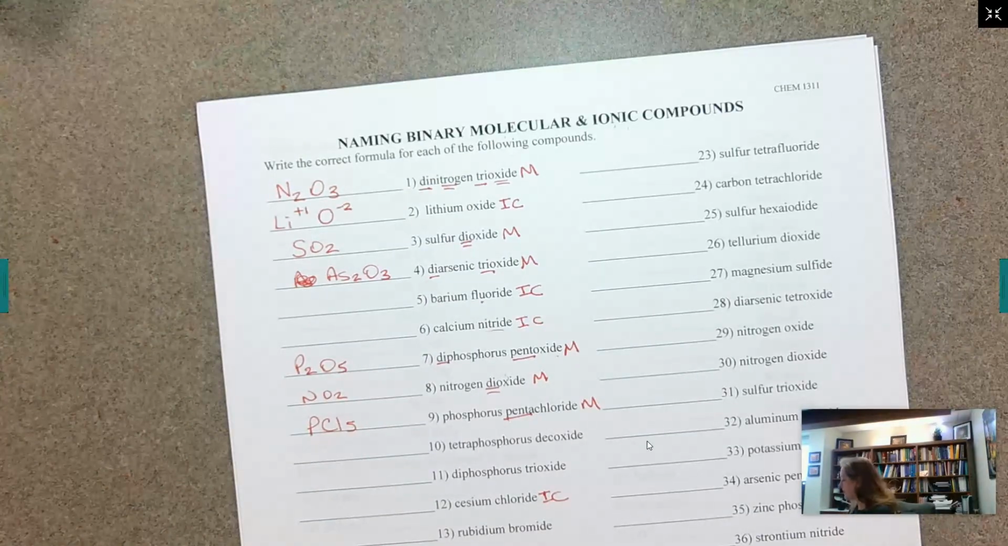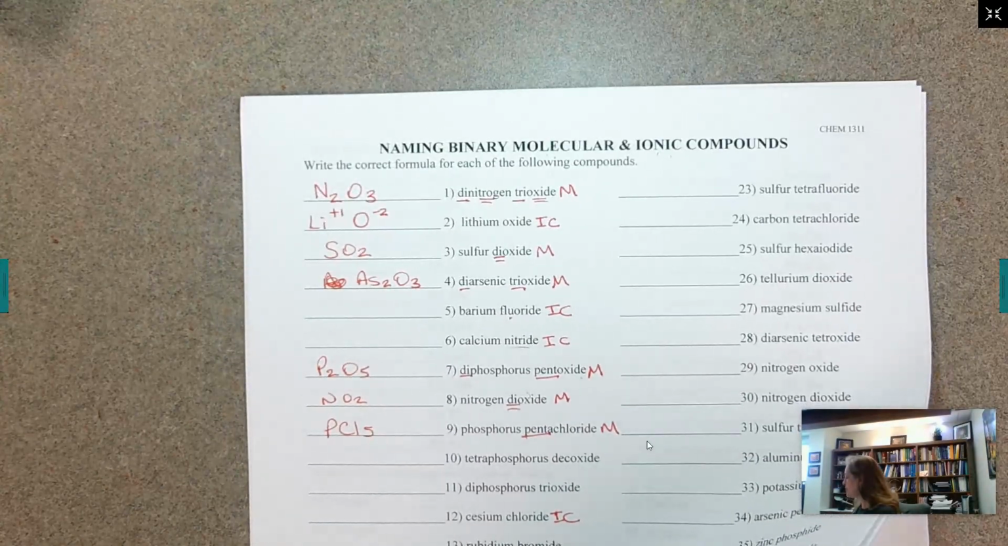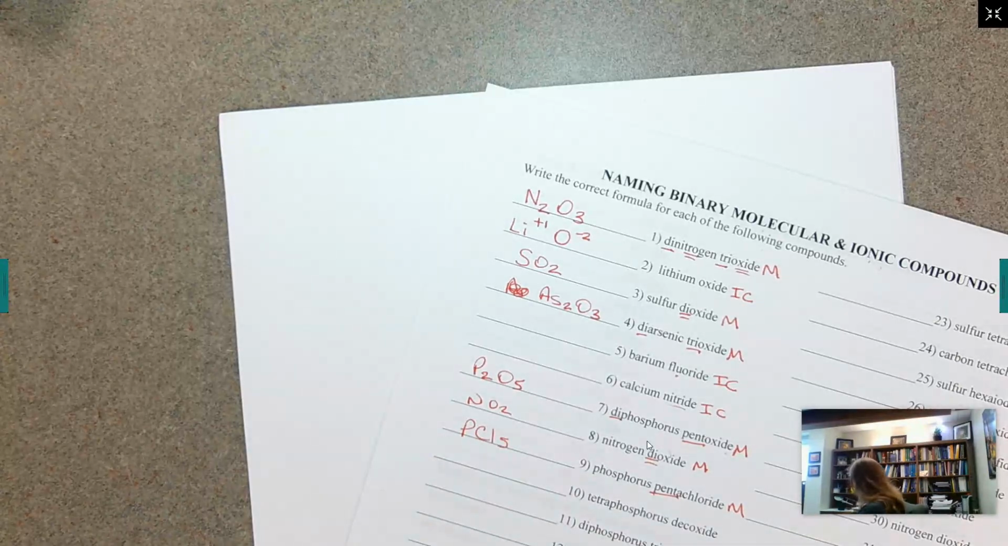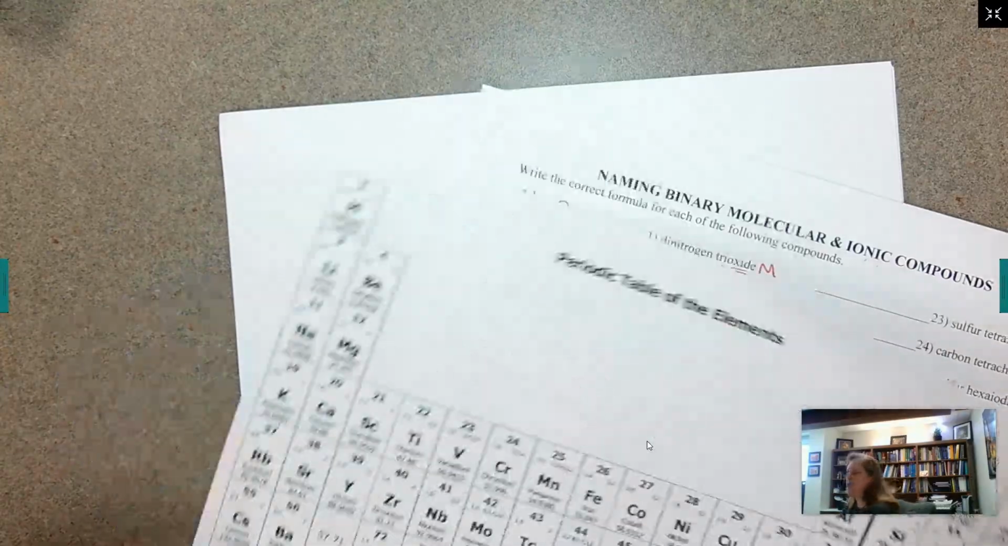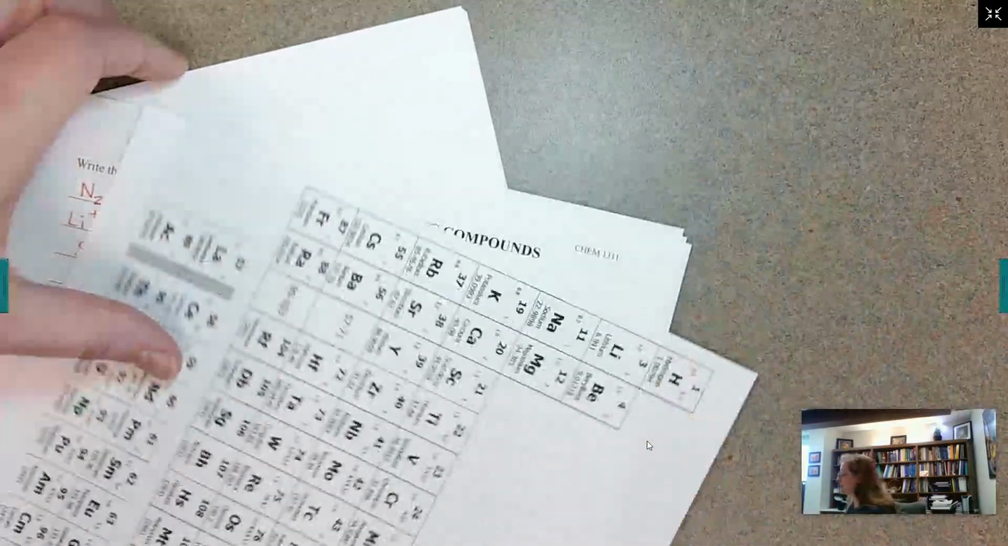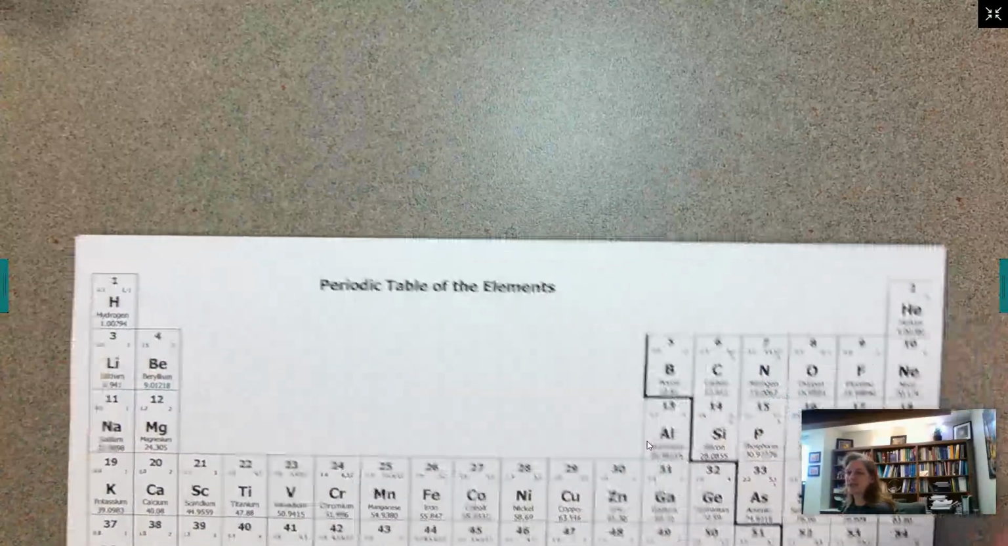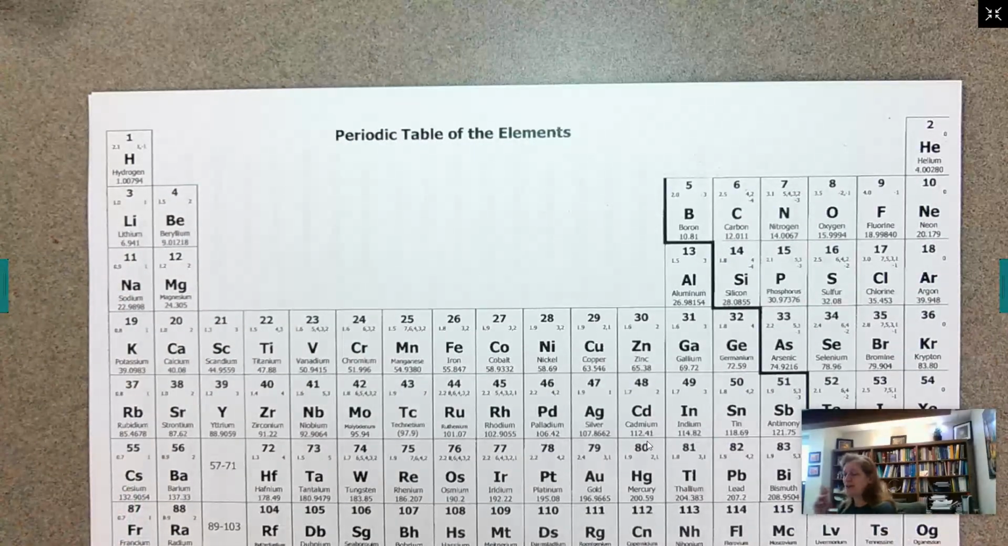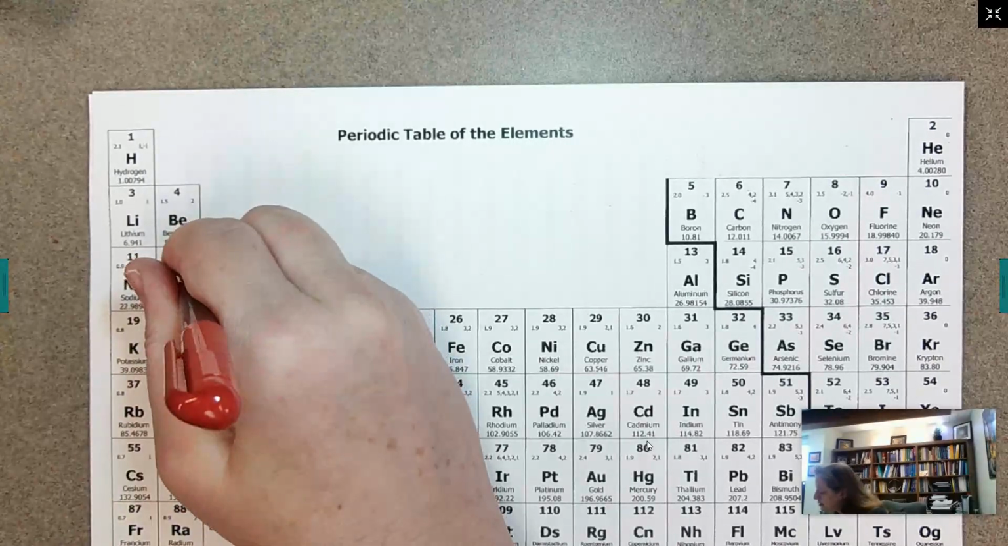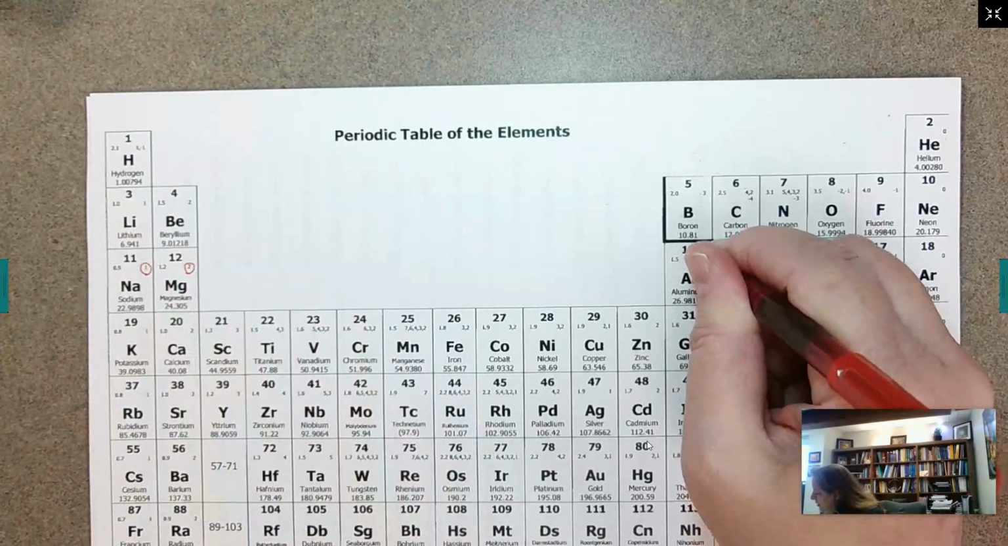Now, let me show y'all something. I've got a periodic table right here. Let me pull that out. Okay, so here's our periodic table. As far as coming up with charges, first of all, y'all, I put the charges on the periodic table for you, okay? 2, 1, 3.